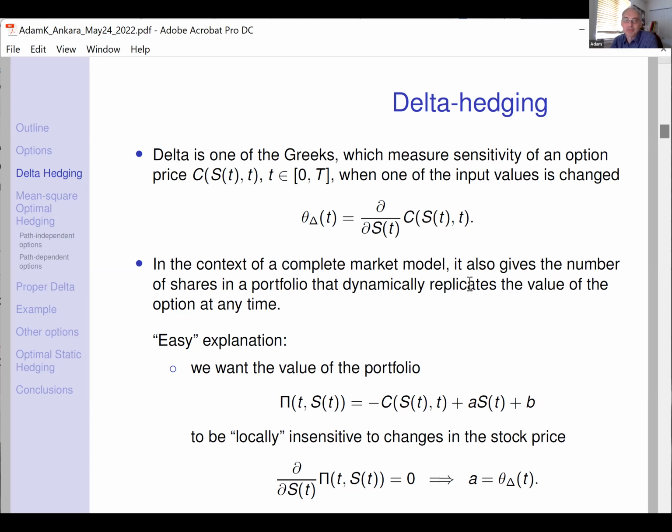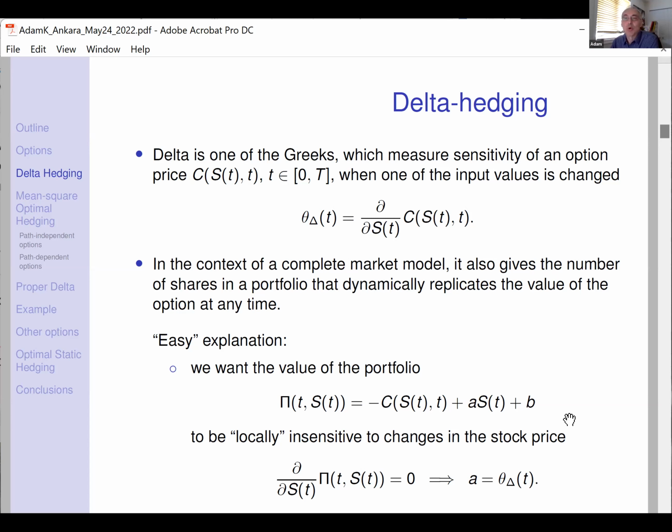So how can we justify this? This is an easy explanation. Some authors refer to this explanation as the business school type explanation of the form of the delta. So suppose that I sold a call option. This is why in the portfolio we have a minus sign. And I want to add a position in the underlying, plus possibly a cash position, so that overall the portfolio is insensitive to the change in the value of the underlying security.